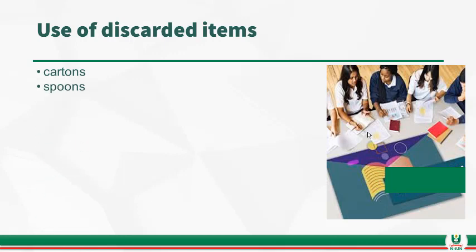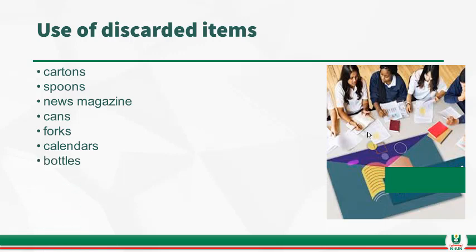So we have spoons too. Spoons can be used in the lab for specimens, for taking samples, and so many things. And then we have so many items like magazines, cans, forks, calendars and bottles. We have bottle tops, plates, pots, matchboxes. There are so many. All these things we regard as discarded items, but we can put them together and use them to produce instructional materials.